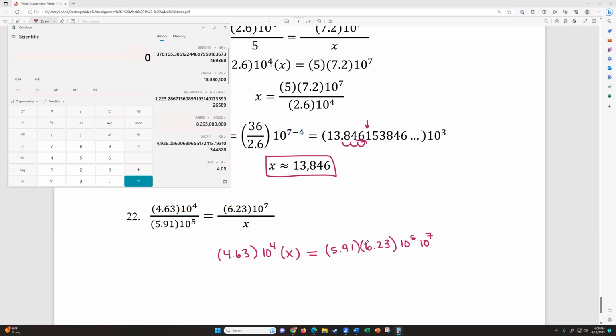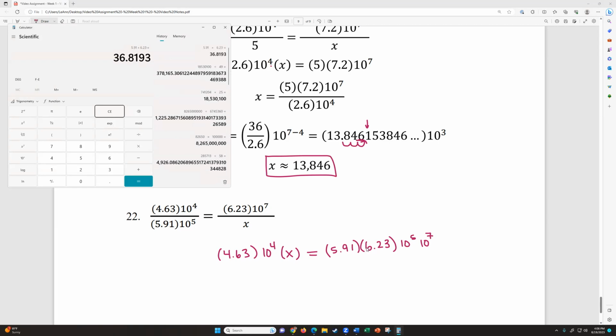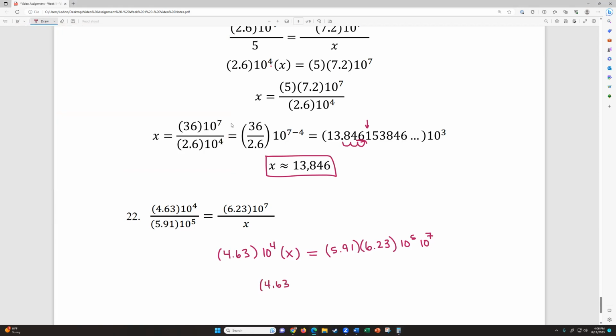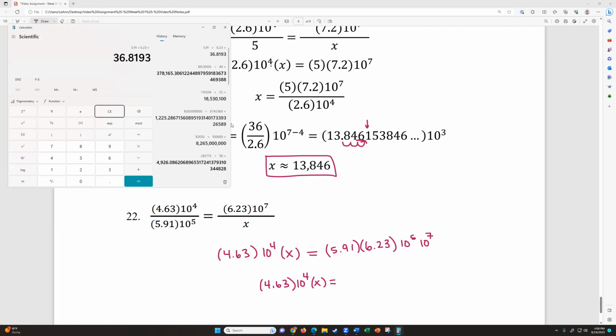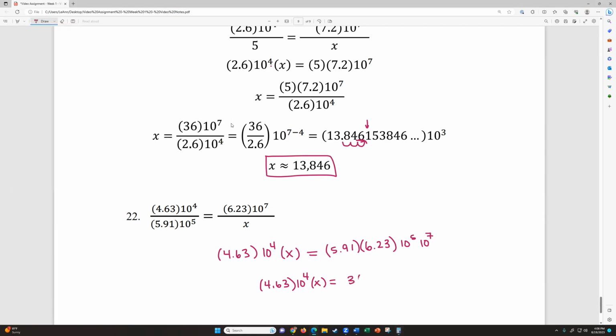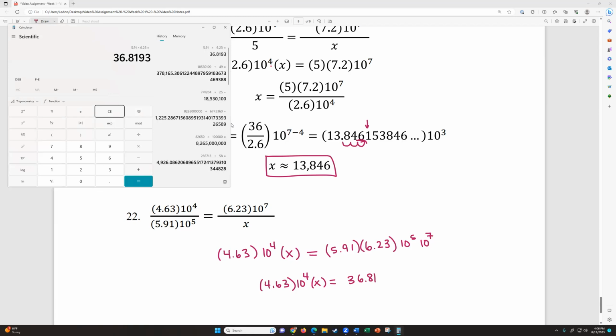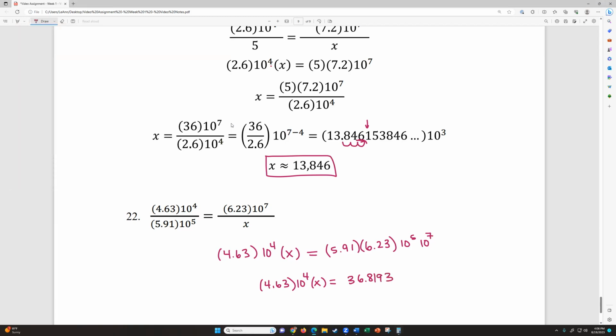Okay. One of the first things I notice I can do if I wanted to is I could check to see if I can go ahead and multiply this. If it causes you to round at any point, you don't want to do that. So 5.91 times 6.23, as long as you write all of these digits and it's not something that's going on forever and you'd have to truncate it or round it, then you can go ahead and do this step. So I'm going to write that this is 4.63, 10 to the 4th, and times x. This side, I can combine the two just numbers multiplied together and get 36.8193. Notice that is a terminating decimal.